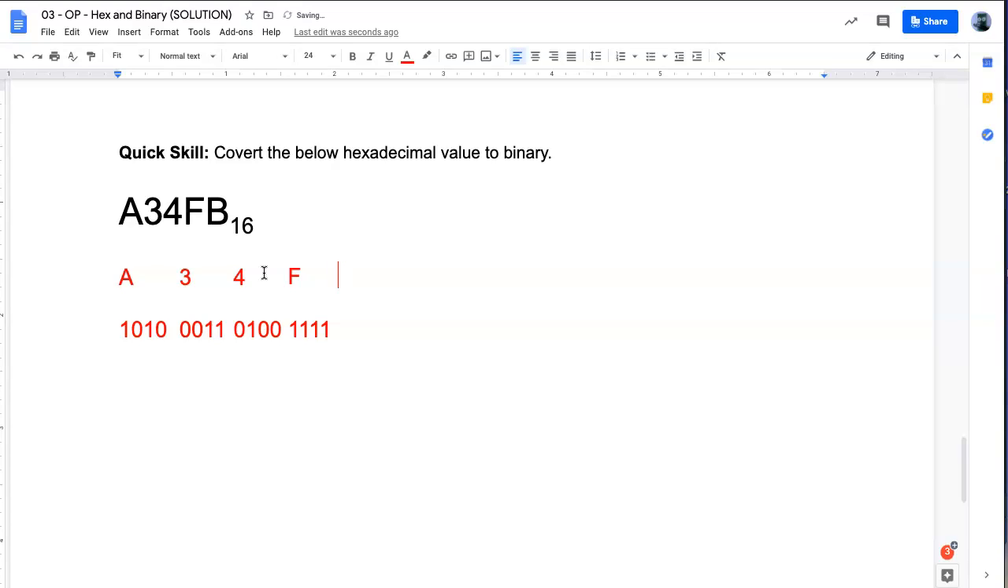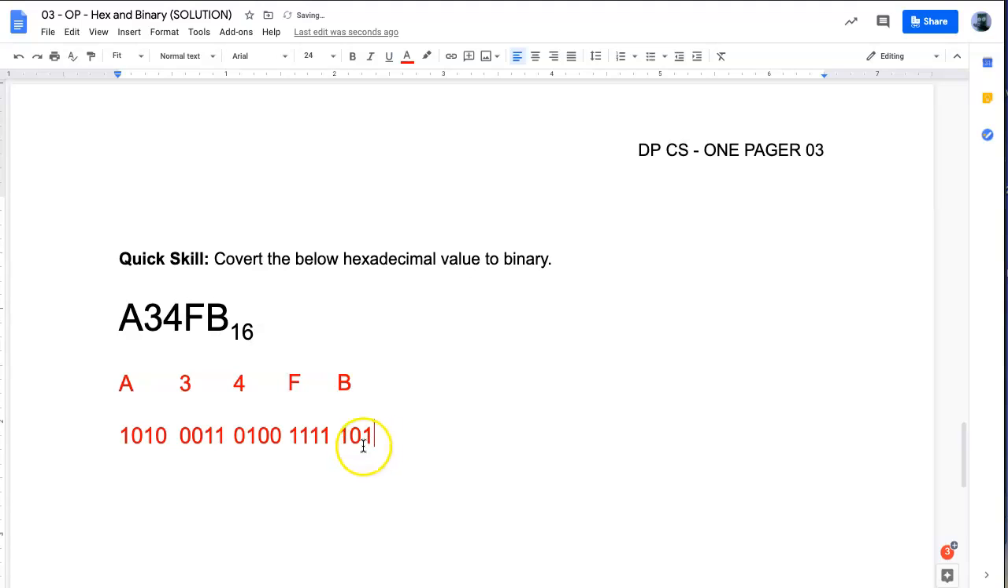And we want B. So B is 11, if you remember, in base 10. So I need to make 11 using these four digits. So 11 is going to be 8, so it's going to be 1. But if I go 8 plus 4, that's 9, 10, 11, 12. That's no good. So 0, 8 plus 2, so plus 2 more goes 8, 9, 10, 11. So therefore, A34FB in binary is 1010 0011 0100 1111 1011. And we can, of course, confirm that on our table up above.